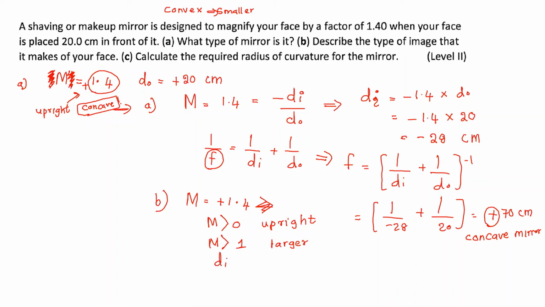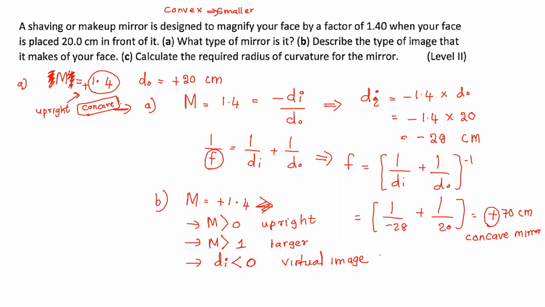What else can you say? You can look at di. Di was negative, right? Di was a negative value. That means it's a virtual image. So these are the things that we learned in that summary slide. So those are the things that we can tell, right?